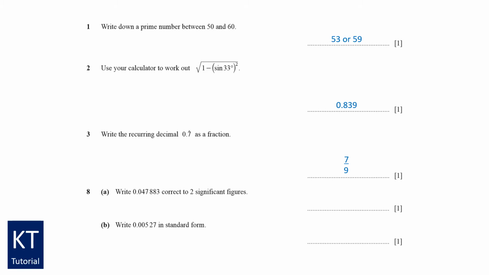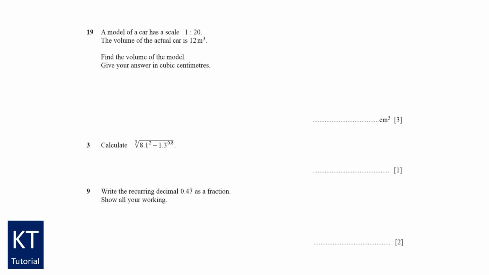Question 8a. Write 0.047883 correct to two significant figures. Following the rounding rule, you should arrive at 0.048. Question 8b. Write 0.00527 in standard form. By moving the decimal point 3 positions to its right, the answer is 5.27 times 10 to the power of minus 3.